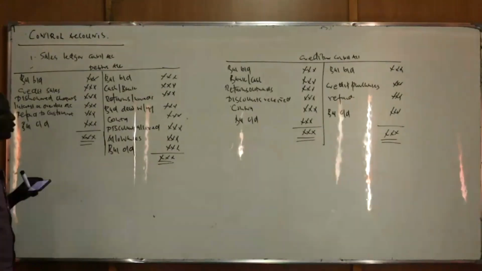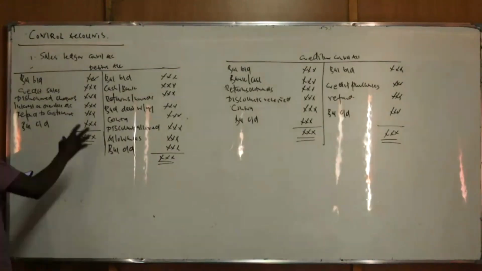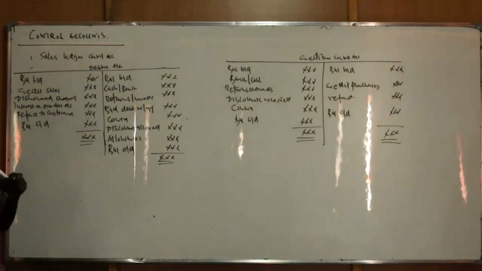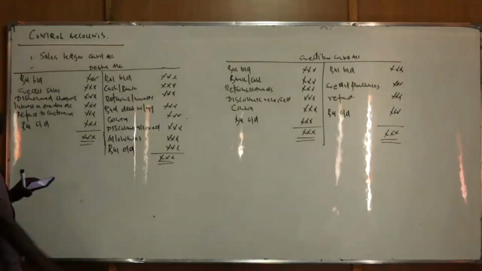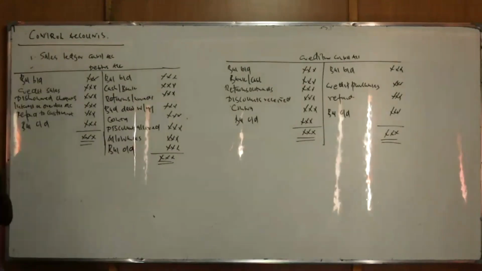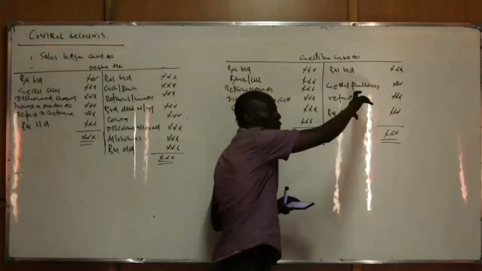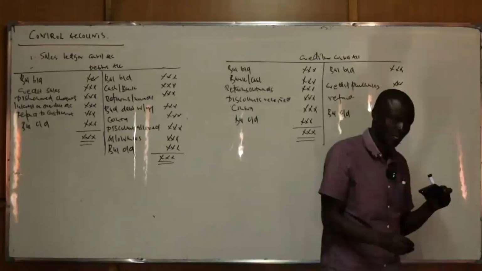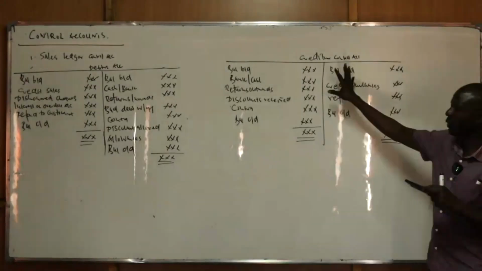Cash sales are never recorded in the debtors control accounts. Number two, provision for bad and doubtful debts should not be recorded here. Provision for bad debts, that is NB number two. Cash purchases should not be recorded here. We only record credit purchases. So the cash that we pay for cash purchases should not appear anywhere in the creditors control account.